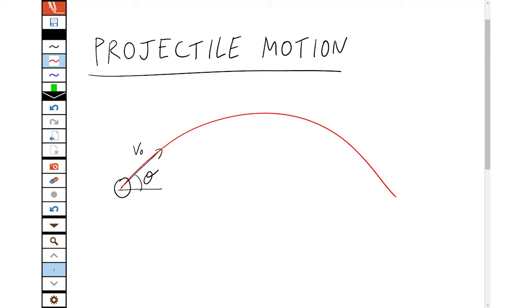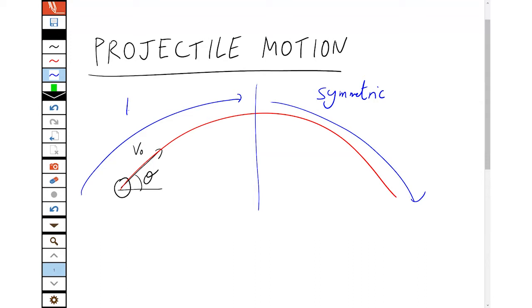But either way, we deal with this shape, the parabola, and there's a couple of properties about it which are useful. The first is that it's symmetric. So it takes just as long to go up as it does to go down. So if it takes 10 seconds to rise that height, it'll take 10 seconds to fall down.